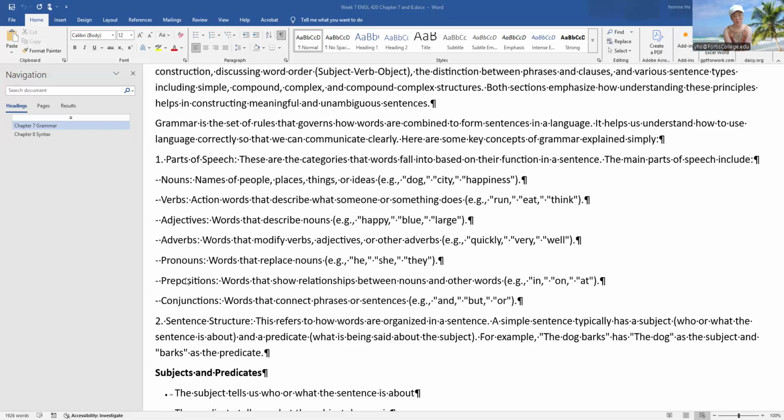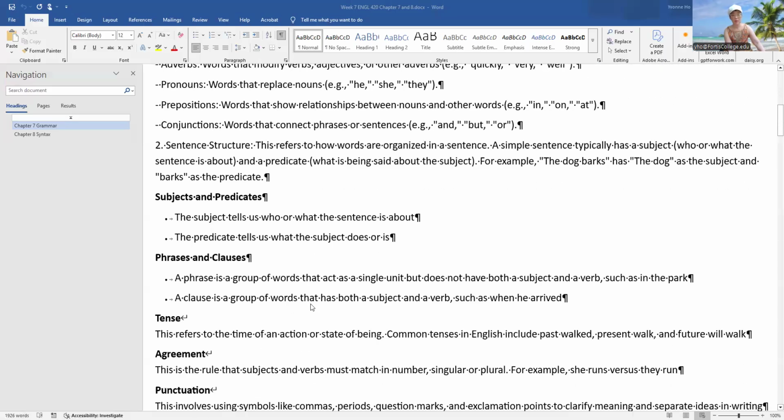Sentence structure. This refers to how words are organized in a sentence. A simple sentence typically has a subject, that is who or what the sentence is about, and a predicate, what is being said about the subject, such as the verb. So, for example, the dog barks. The dog is the subject, and barks is the verb or the predicate. The subject tells us who or what the sentence is about. The predicate tells us what the subject does or is.